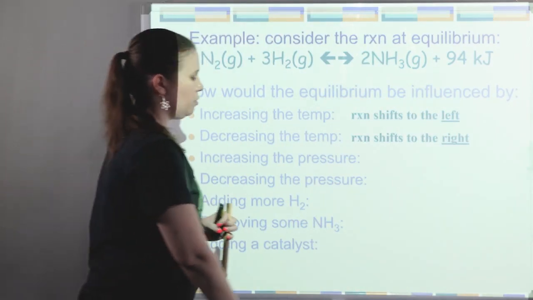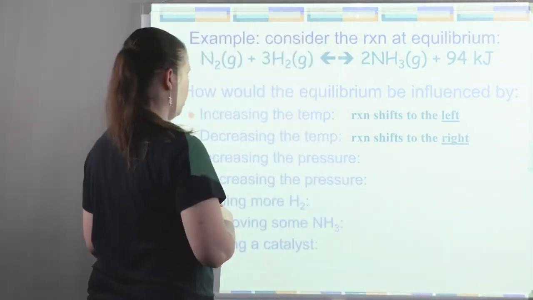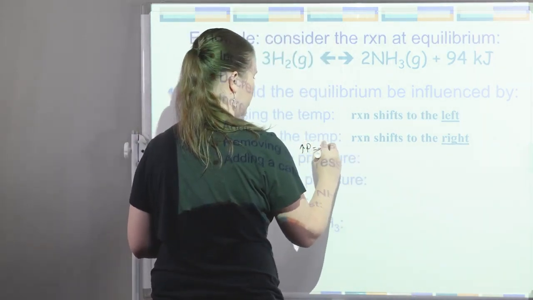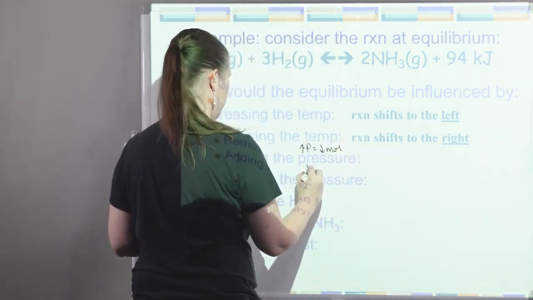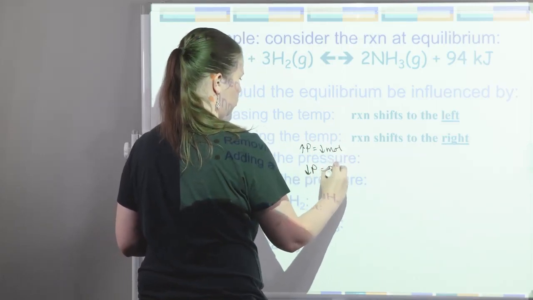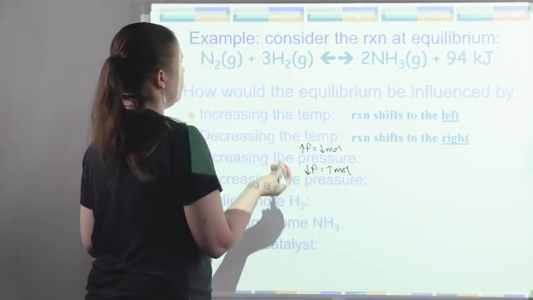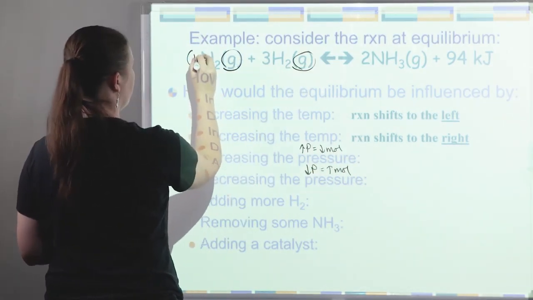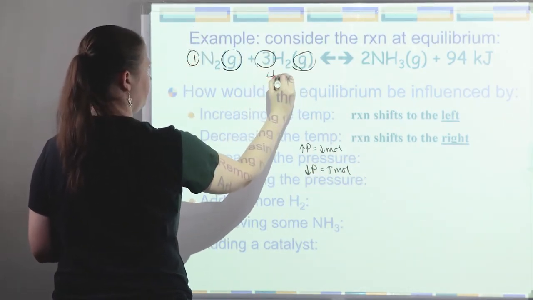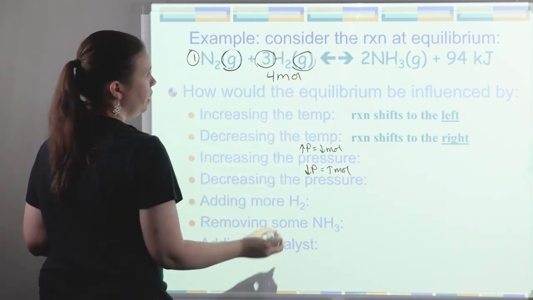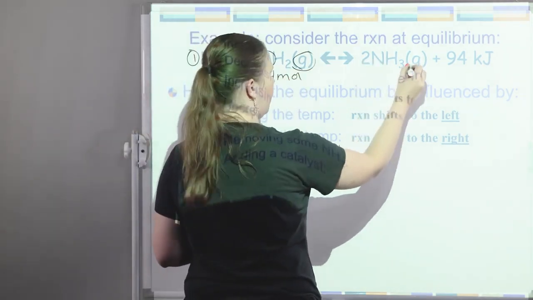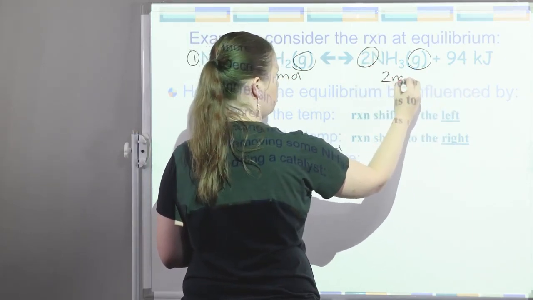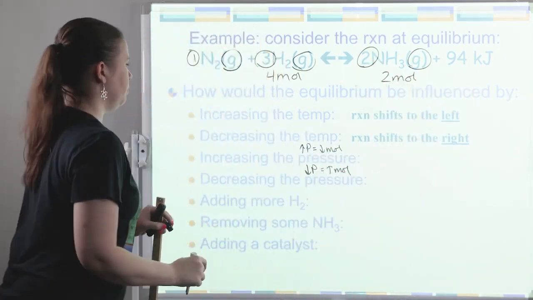If I'm increasing the pressure, I would want the part with less moles. Remember, increased pressure wants less moles, where decreased pressure wants more moles. So how many moles do we have? On the left side, they are both gases, so I'm going to add 1 plus 3 for a total of 4 moles. And compare that on the right, I have a gas, and one that's not a gas, so I only have 2 moles on the right-hand side.